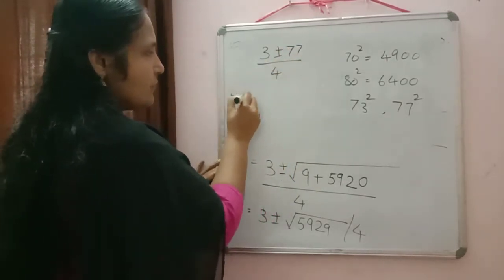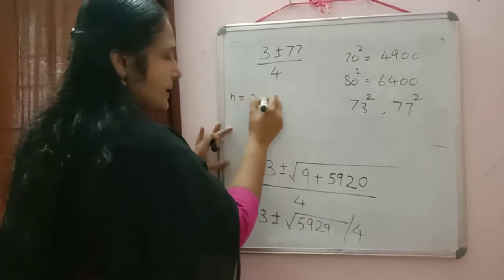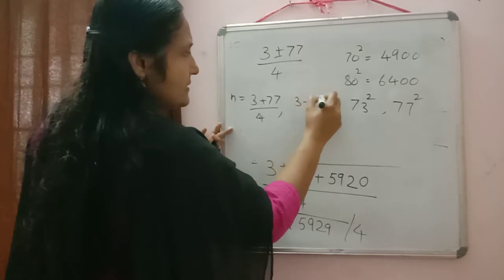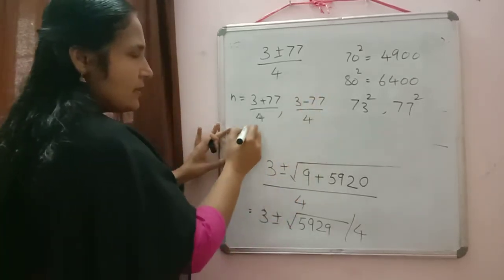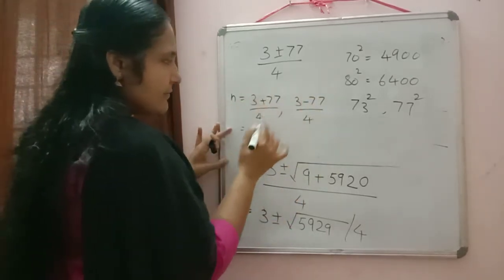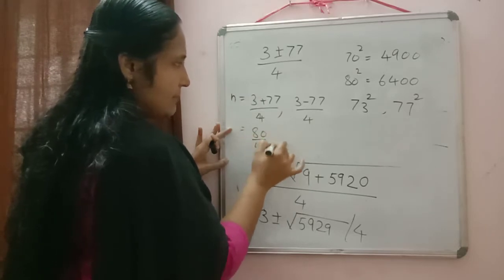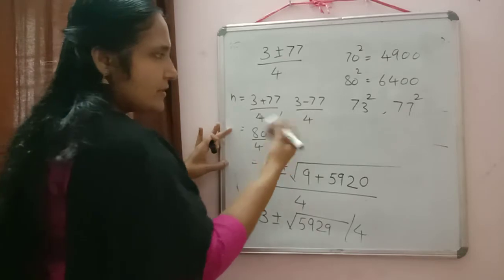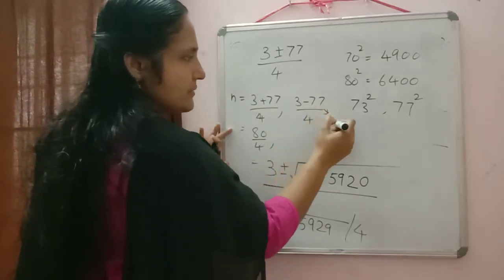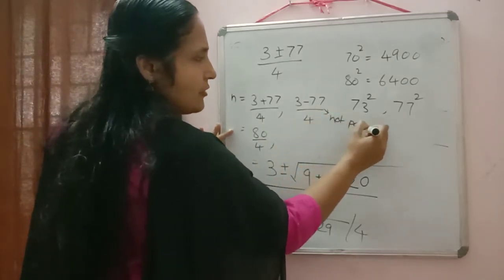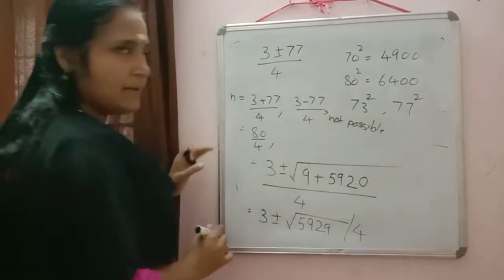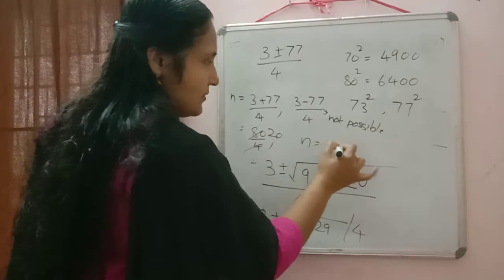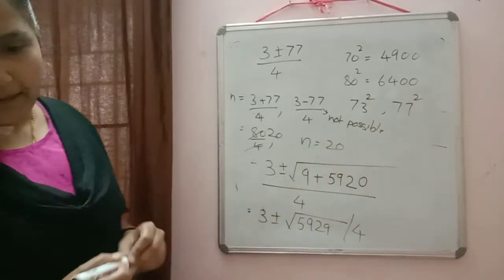So we are getting two values for n. First is 3 plus 77 by 4. Next is 3 minus 77 by 4. 77 plus 3 will be equal to 80 by 4. Here we are getting a negative value, and n is the number of terms. Negative value not possible. So here you can write not possible because n will never be negative. This one we can cancel. So we are getting n is equal to 20. So the first part is over.